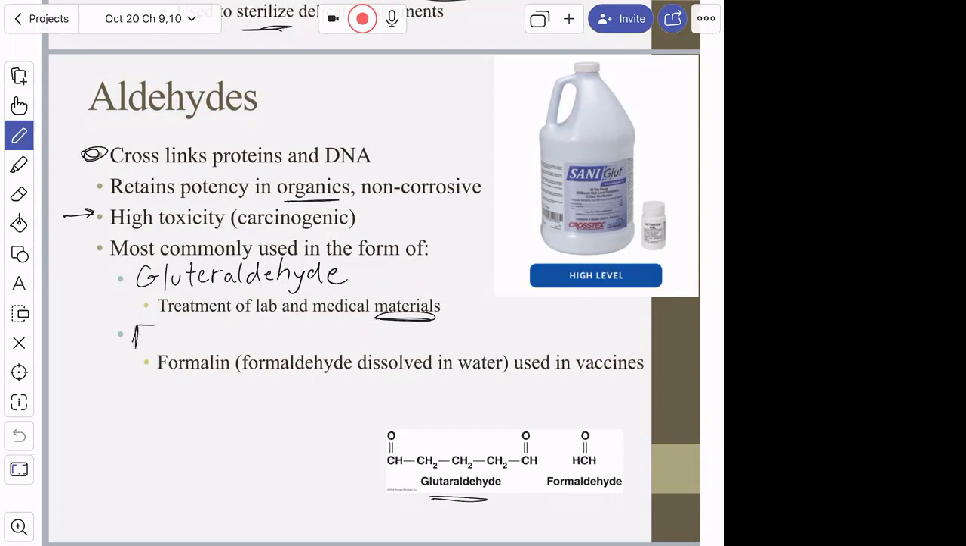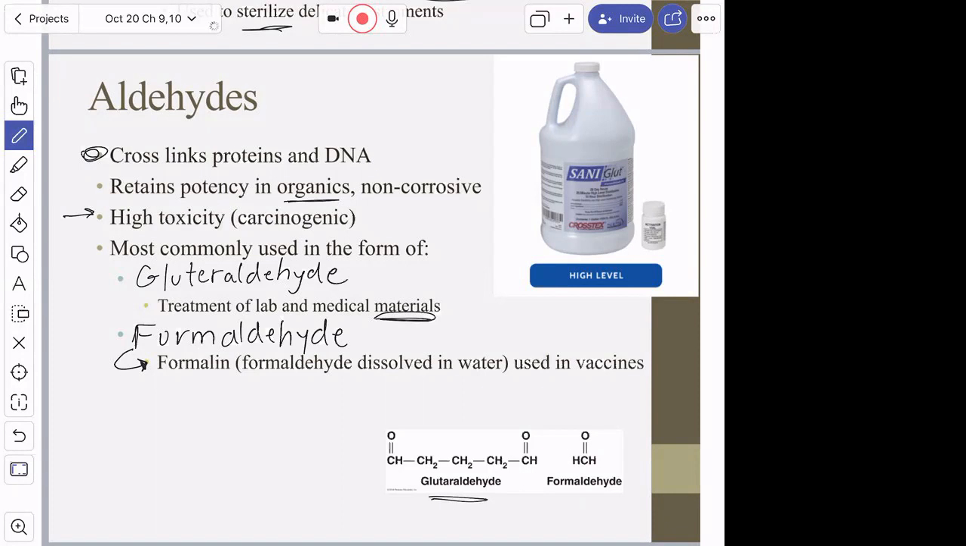Another form, formaldehyde. That's the form that is a little bit more toxic to us, considered cancer causing. Typically, we use that in a form called formalin, which just means formaldehyde dissolved in water. That's a common preservative, or at least it has been in the past, for embalming. Our cadavers here at Grand Valley are preserved in an alcohol solution, so not formaldehyde, alcohol.